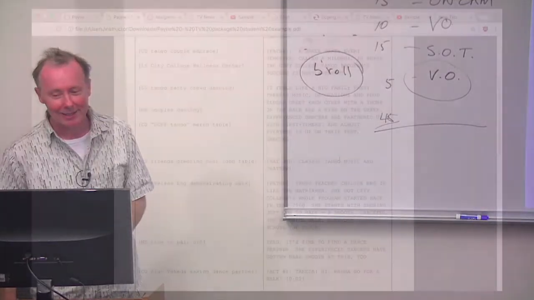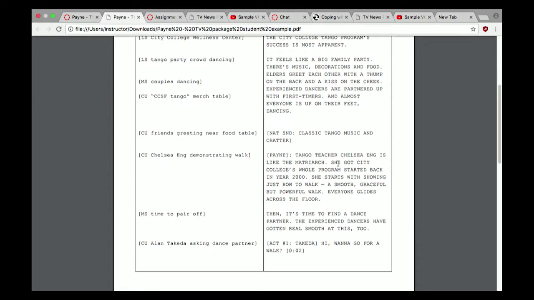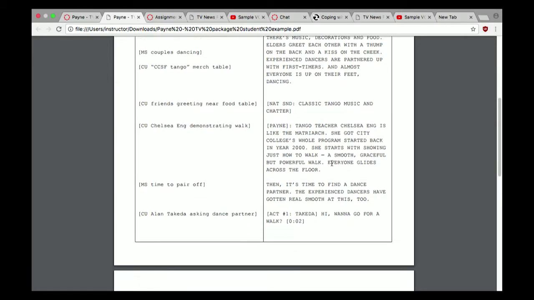You have some classic tango music. And then Michaela begins. A dance party every semester called a milonga is where the City College Tango program's success is most apparent. It feels like a big family party. There's music, decorations, and food. Elders greet each other with a thump on the back and a kiss on the cheek. Experienced dancers partner up with first-timers. And almost everyone is up on their feet, dancing.